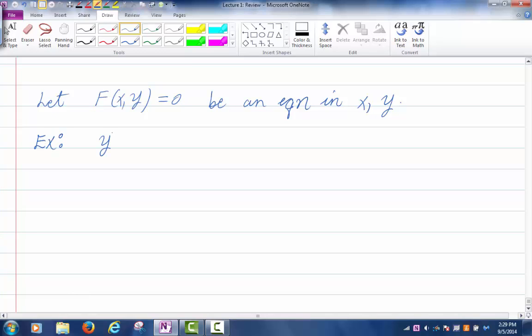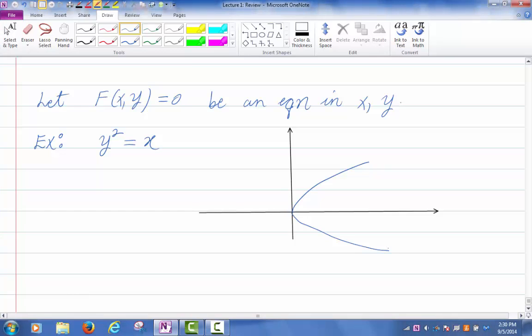If I have this equation y squared is equal to x, this is an equation involving x and y, and it has a graph, and we know that the graph looks like the following. This is the graph of this equation, and the question is, does this graph represent a function?